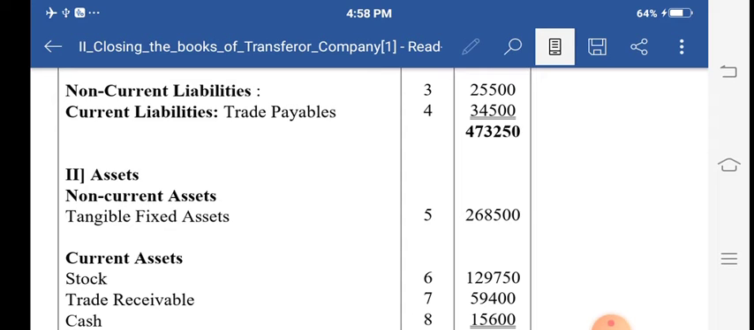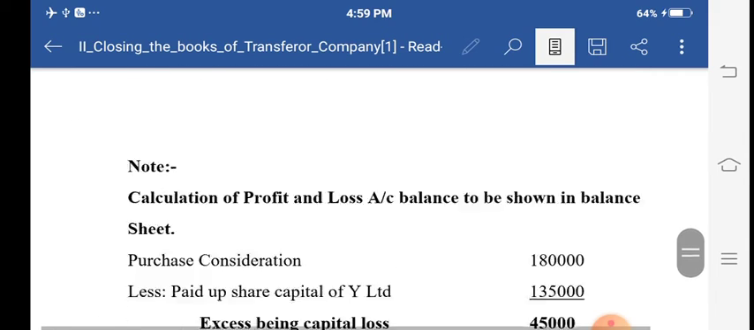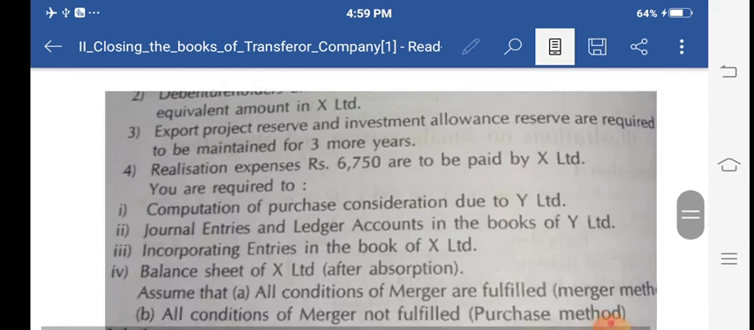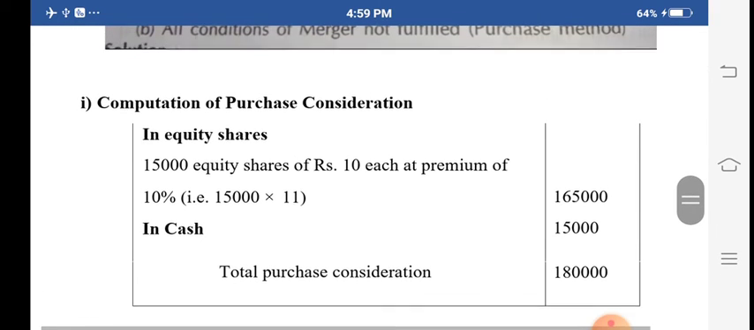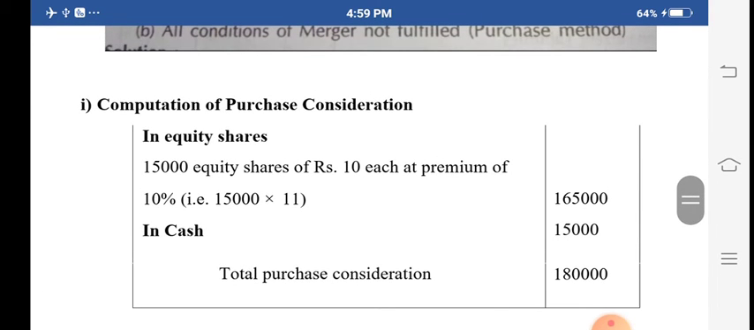Next, whatever the problem is, we will see this problem according to the purchase method. There is only one difference. Whatever we solved in this problem is related to the merger method, and there are three steps.